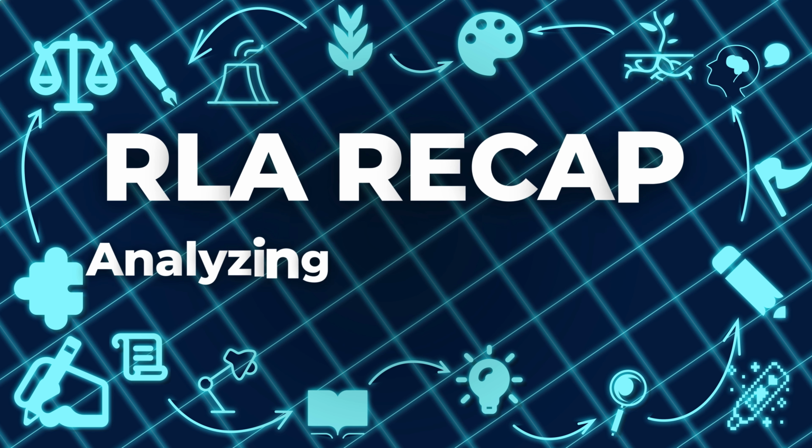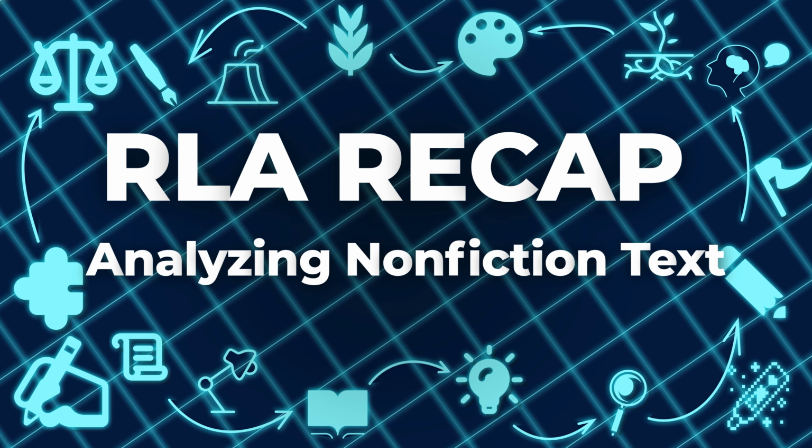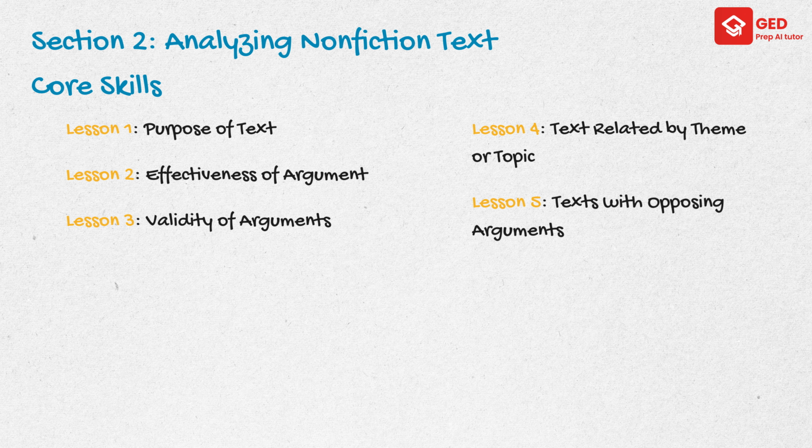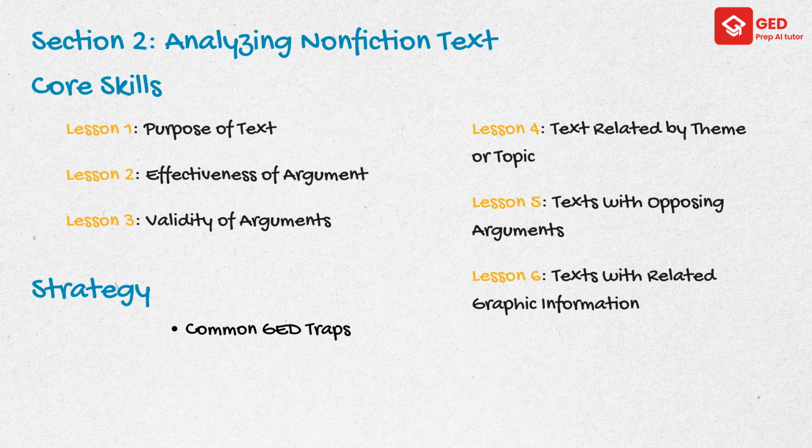This is your RLA recap. In this section, we're breaking down one of the most important GED skills, analyzing nonfiction text. These are the 6 core skills the GED expects you to master: identifying purpose, evaluating arguments, testing validity, comparing related texts, analyzing opposing viewpoints, and interpreting graphics.